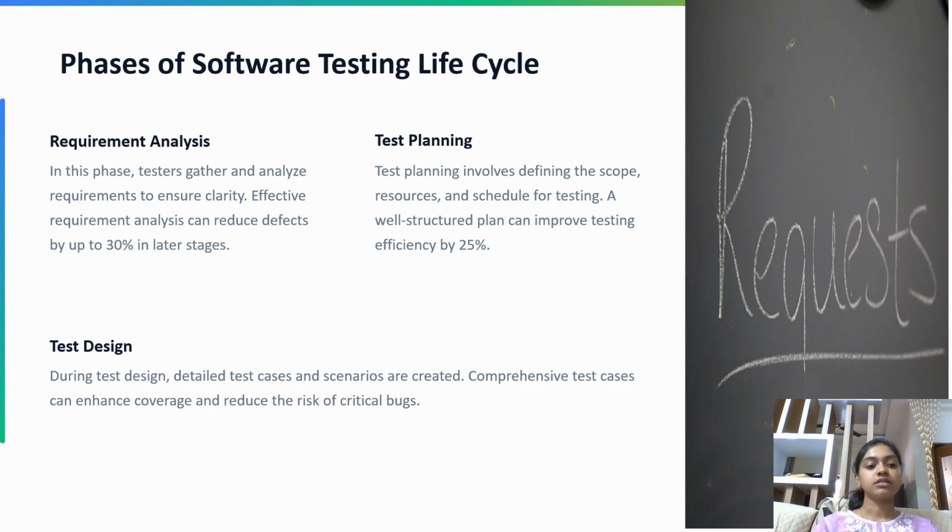Coming to the next, test design. During test design, detailed test cases and scenarios are created. Comprehensive test cases can enhance coverage and reduce the risk of critical bugs.